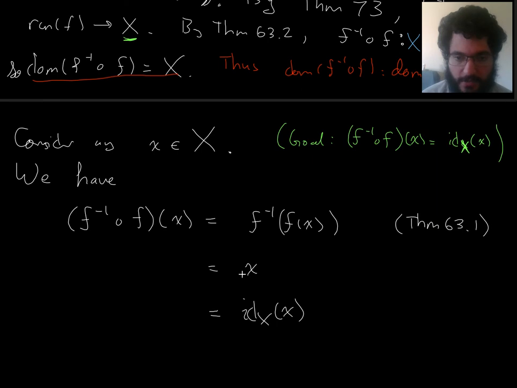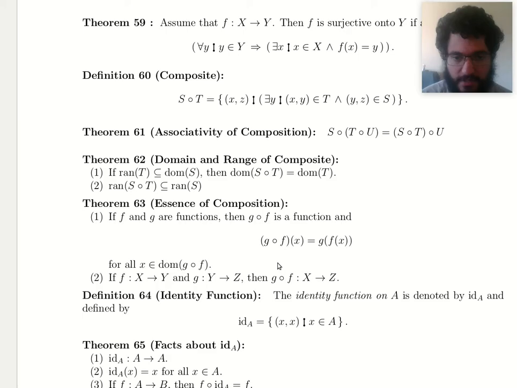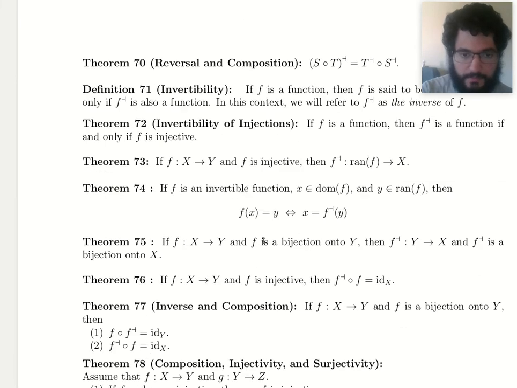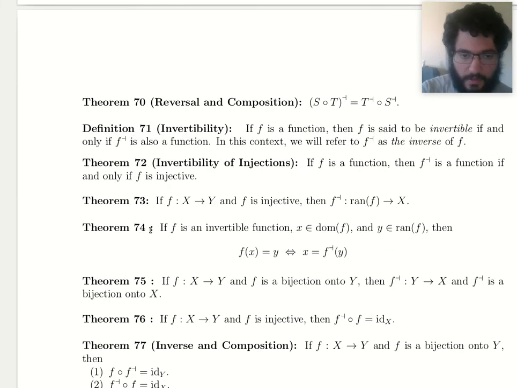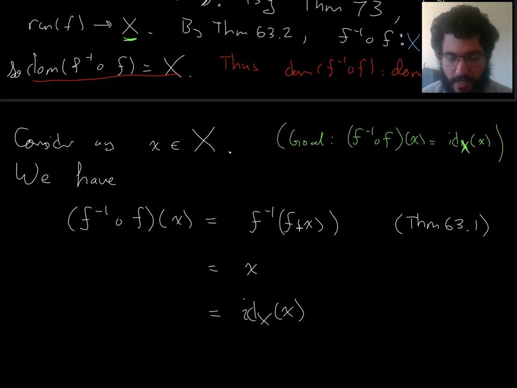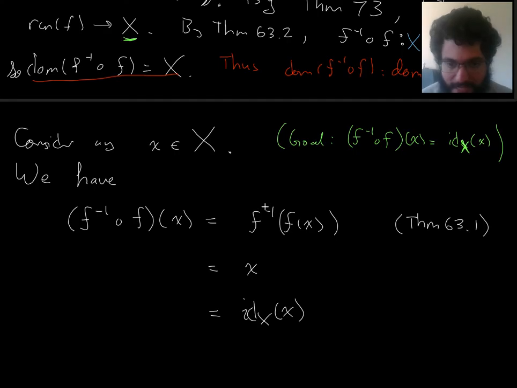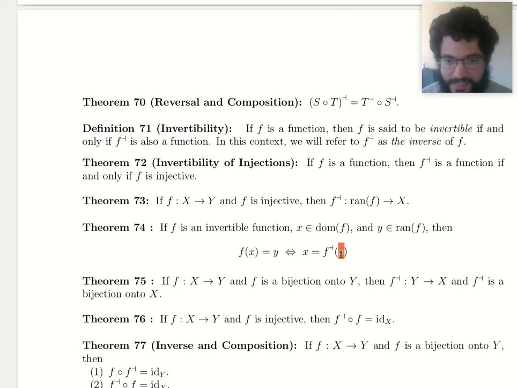Okay, what about from here to here? So we suspected that from here to here would use theorem 74 here. Does it? If it can use theorem 74, then it must be using theorem 74 with the role of y. So I'm just looking here, I see f inverse of f of x. So maybe the role of y is played by f of x.